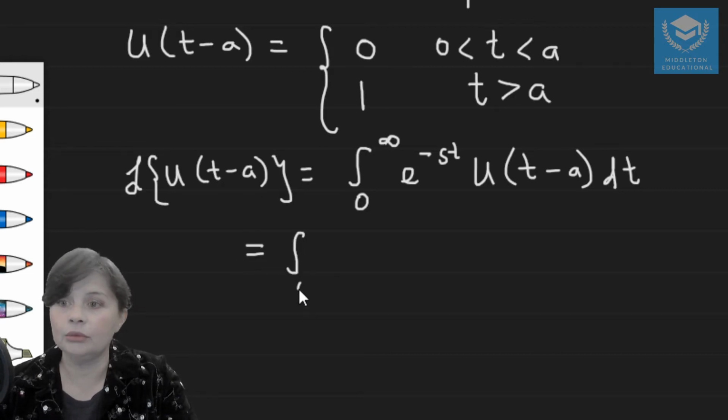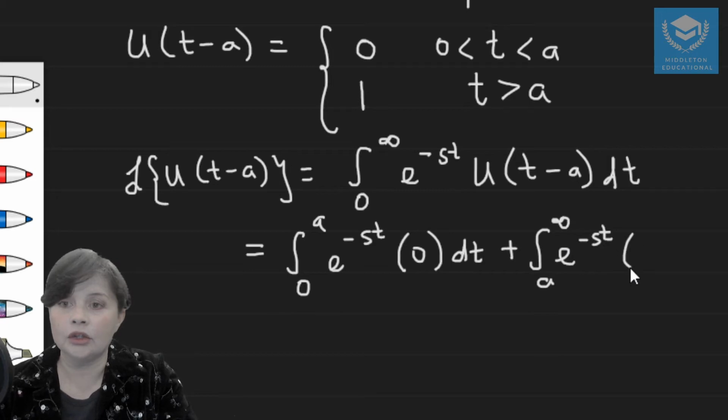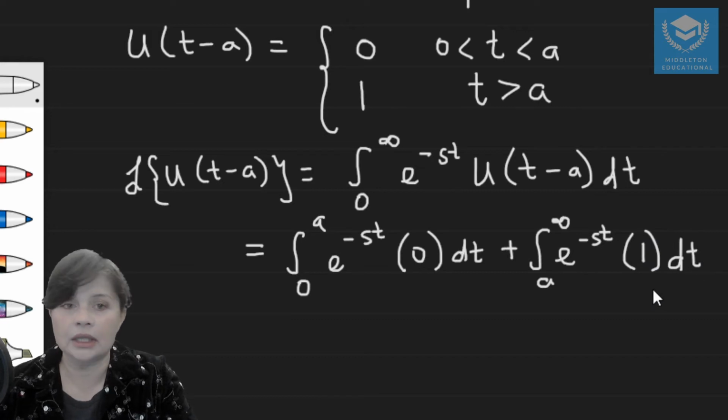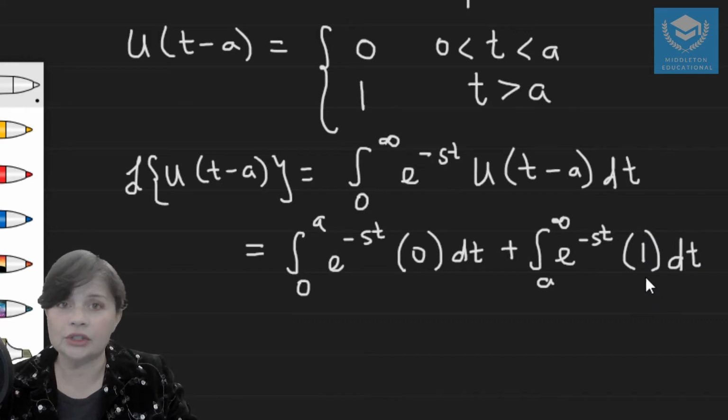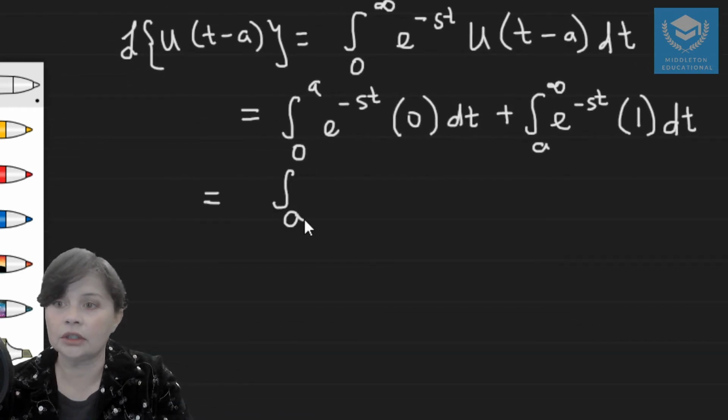So we have between 0 and a, your function u of t minus a is going to be 0. Then between a and infinity, your function u of t minus a is going to be 1. So that means that your transform is going to be equal to only your second term. So it's going to be equal to the integral over a to infinity of e to the minus st dt.